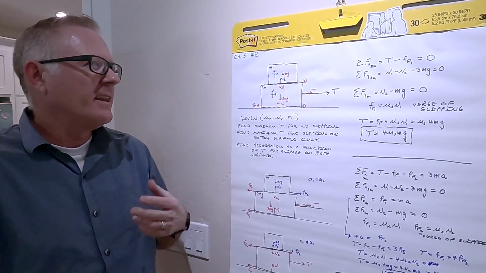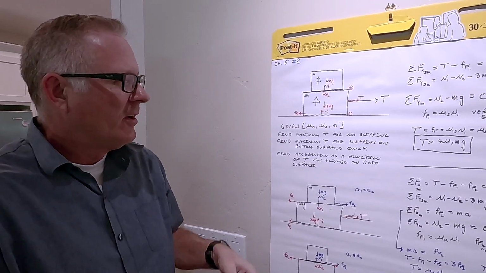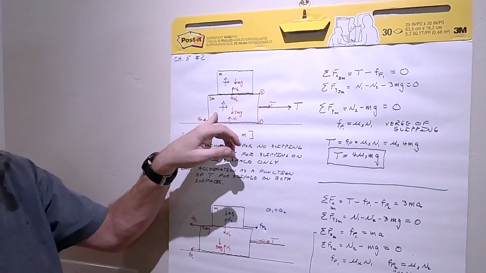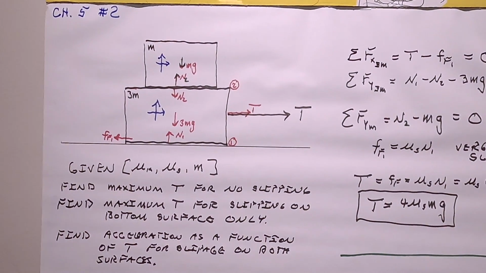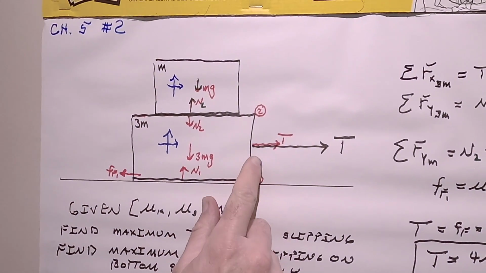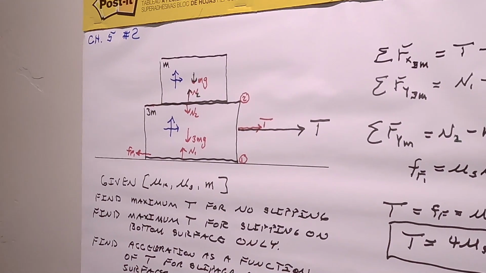Now we want to look at a little more complicated one with a block on another block. So suppose we have a block of mass 3m. Sitting on top of that is a block of mass m right here. And we're going to come along here and pull on that with a rope of tension T right here.